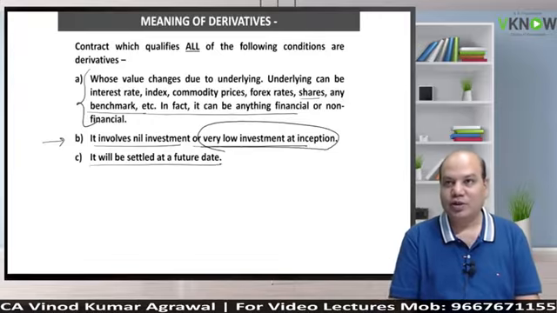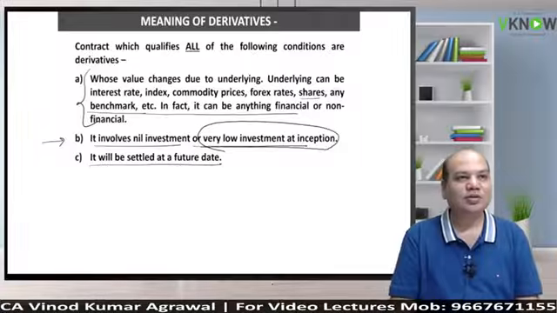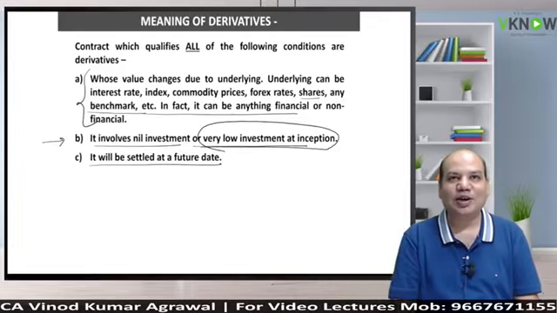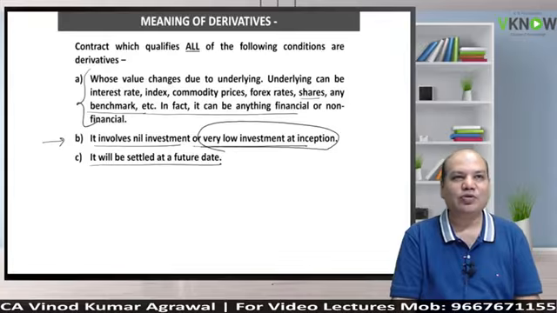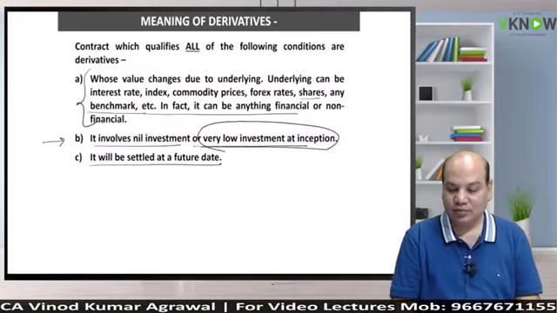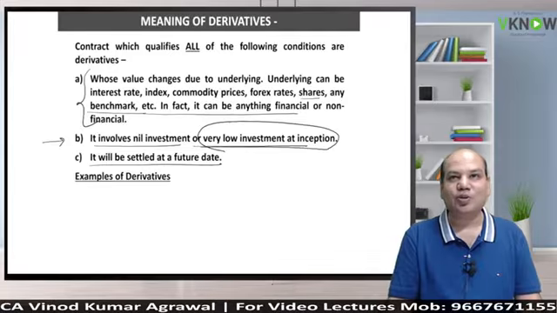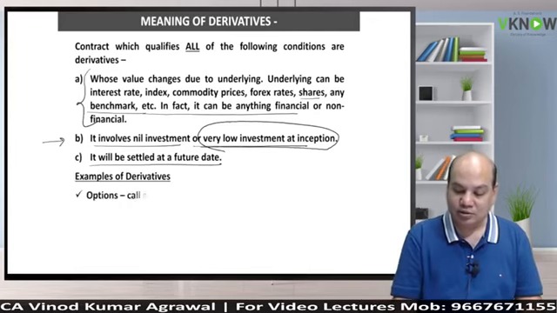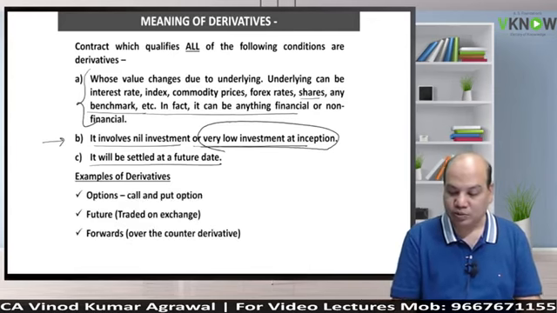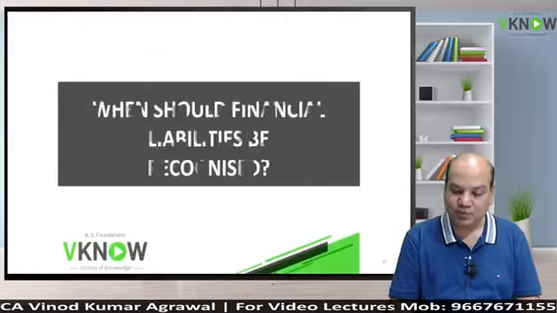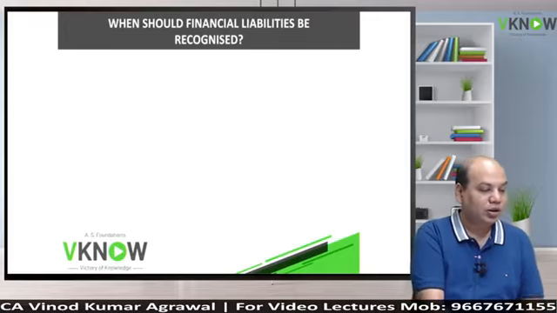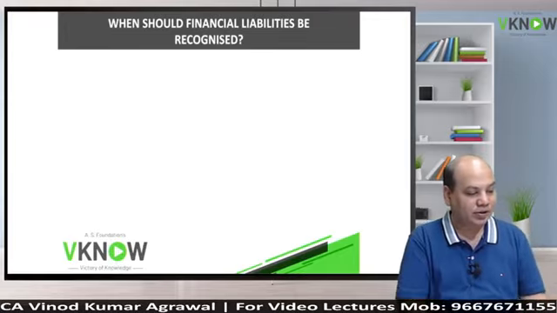And the beauty of the derivative is that they are settled at a future date. Let some gap be there, only then the fluctuation will happen. If you buy it today, it is called spot market. You know what is the exact amount you are going to pay or receive. In a derivative, the settlement is at a future date, so there is a fluctuation possibility. What are the examples of derivatives? Call, put, future, forward, swap, interest rate swap, currency swap. All this you will study in detail in SFM.